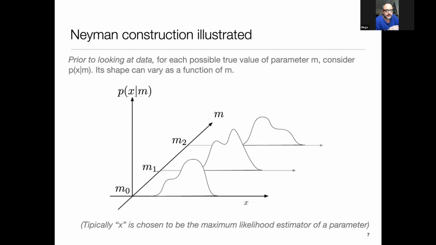Before looking at the data, you have to construct what is called a confidence belt. And then you observe the data, and from the data and the confidence belt you previously constructed, you extract the confidence interval. So let's see this first step of constructing the confidence belt. You have here the distributions, the PDFs of the data x for various possible values of the physics parameter m. So you have a distribution for m0, a distribution for m1, a distribution for m2, etc. You can generalize that, right?